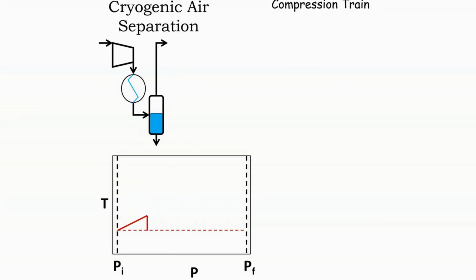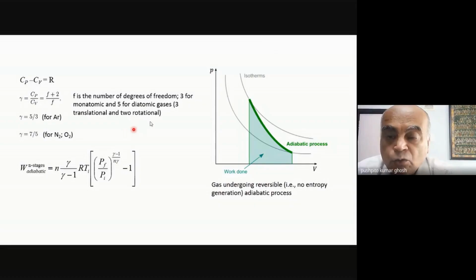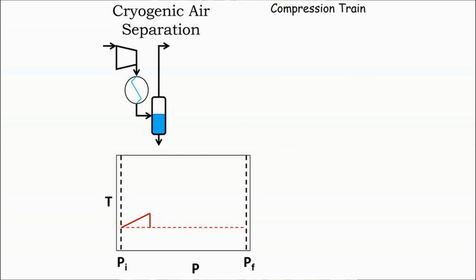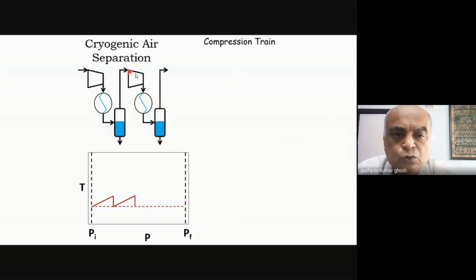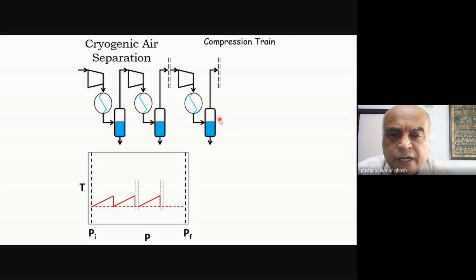Now, if I do it in multiple stages, what am I doing? I'm using a compressor, I'm compressing the gas, okay? And then I might be doing a heat exchange to bring it down to the initial temperature, like I showed you, going from here to there. And then I repeat the process. I again do a compression. The temperature will go up. Then I can cool it down again. And then I continue the process.